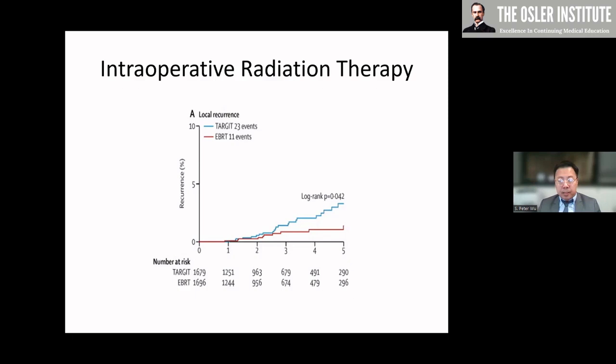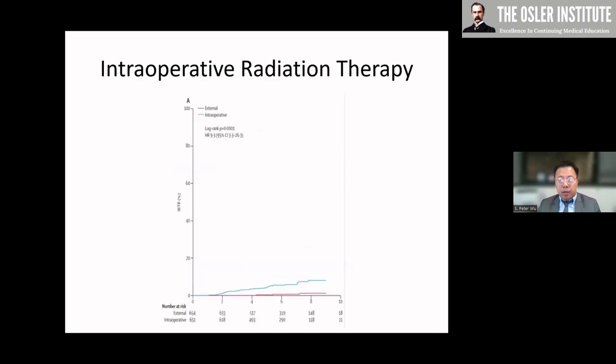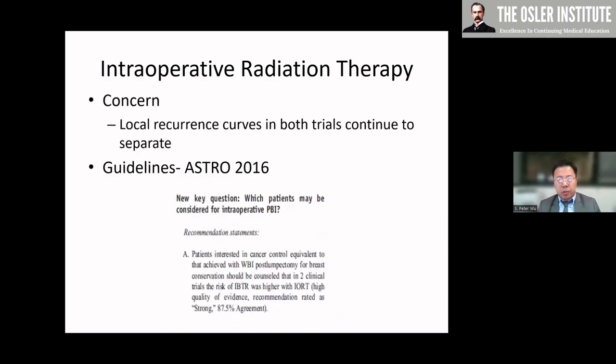It's significant, and it's important to note that it may not be equivalent as the other APBI techniques are, even in a well-selected population. And here is the IBTR rate from, I believe this is the same trial. No, I think this may be from Elliott, which is another trial. So in any case, the local recurrence curves continue to separate in both trials.